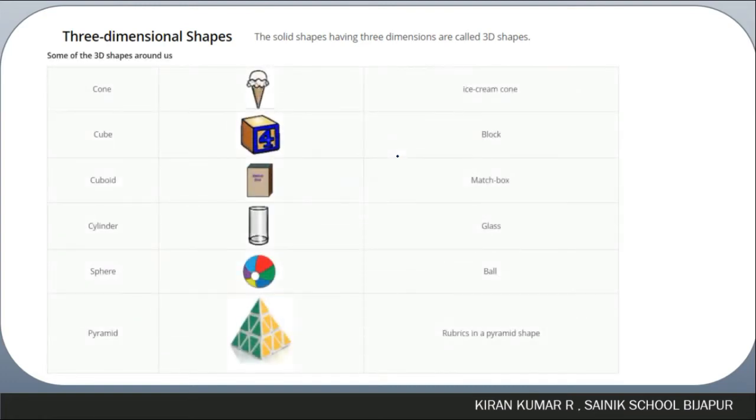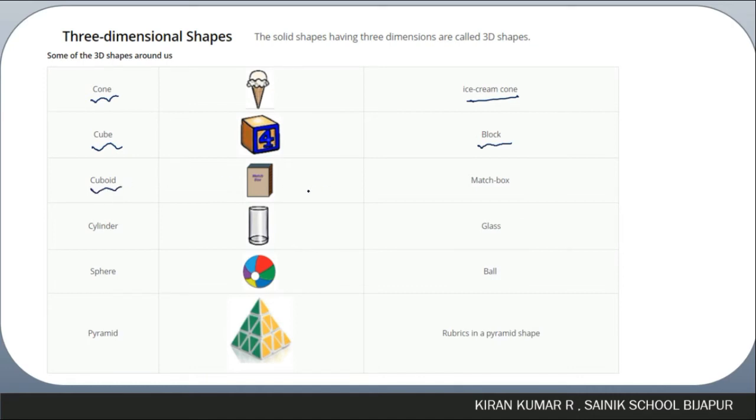Next we have three-dimensional shapes. Three-dimensional figures are also called solid shapes or solid figures. They have length, breadth and height. Like cone, it is a three-dimensional figure. One example is an ice cream cone. Cube, it has four sides laterally and two sides on the top and the bottom. It is a three-dimensional figure. An example is a wooden block.